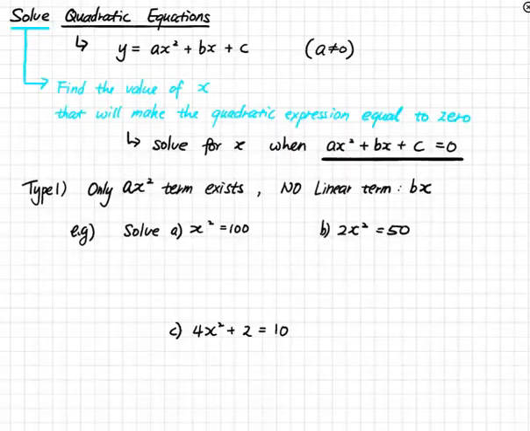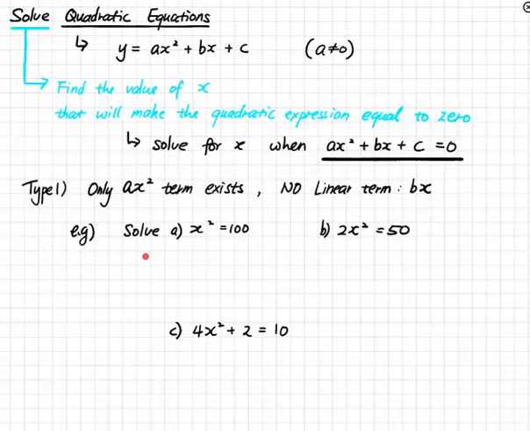So there are a couple of cases that we need to look at. We're going to start from the first one, and I call it type 1. The first type is when you only have this ax squared term, there's no linear term bx. So you can't see bx or 3x, 4x, 5x like this. So let's have a look at a couple of examples together.